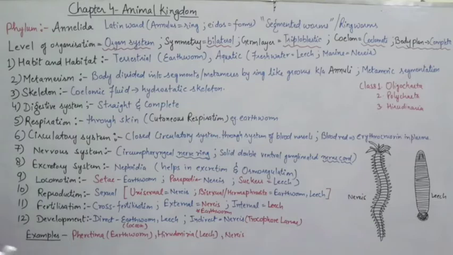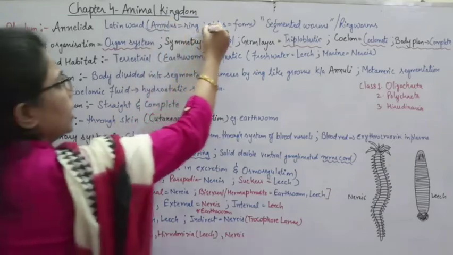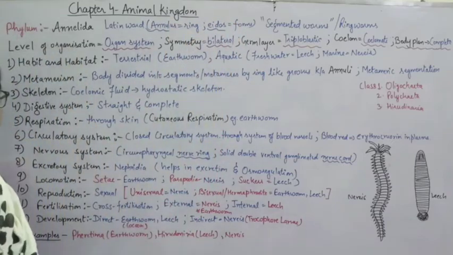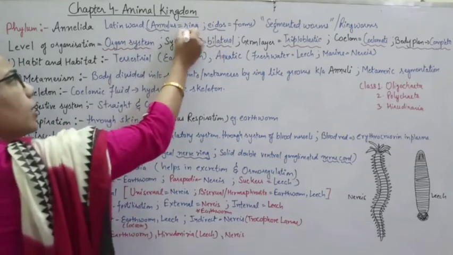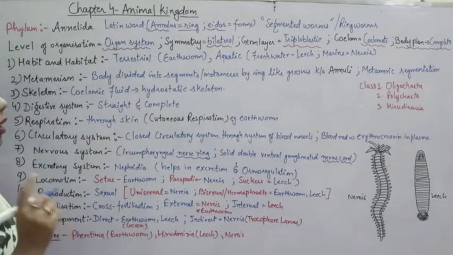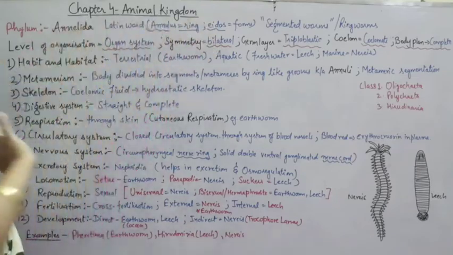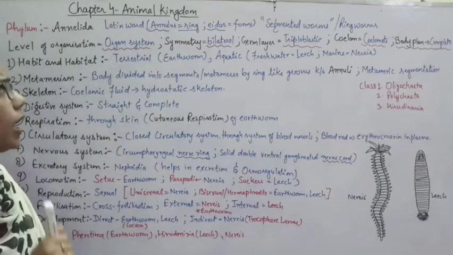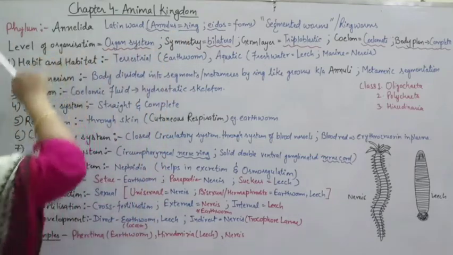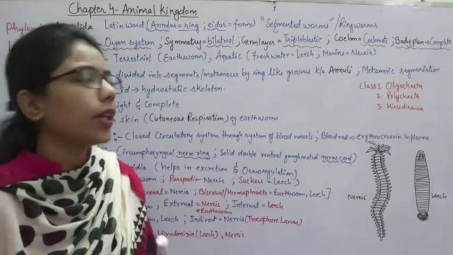Clear? So first of all, where does this word come from? From the Latin words annulus and eidos. It is made up of two words, annulus and eidos. Annulus means ring-like structure. What does it mean? The body present in Annelida has a ring-like structure, and that's why we have given the name Annelida, because of the presence of this ring-like structure.